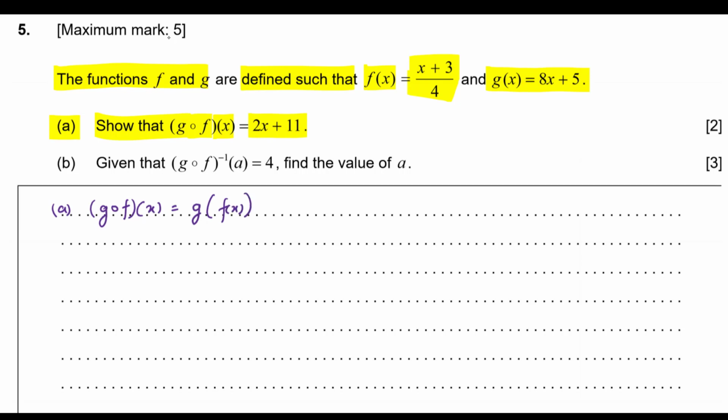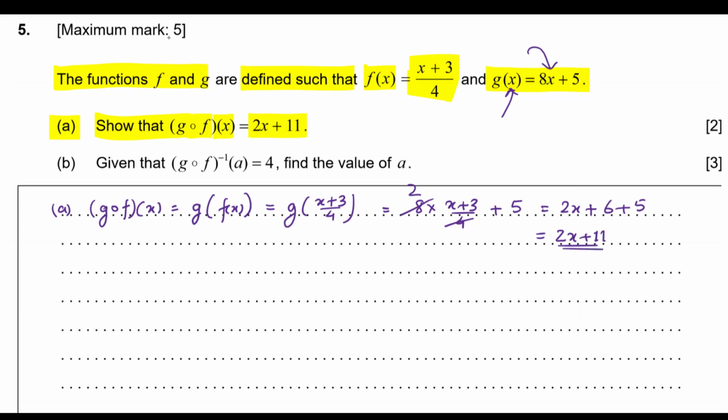Means now f(x) is the input for g(x). So we can rewrite f(x), we have (x + 3)/4, and now in place of this x we got the input as (x + 3)/4, and g(x) has the property that it multiplies 8 to its input and then adds 5. So you got 8 times (x + 3)/4 plus 5. So we can cancel these two, and then it becomes 2x + 6 because we multiply in both the terms, and then plus 5, which will give us our answer 2x + 11, and hence it is proved.